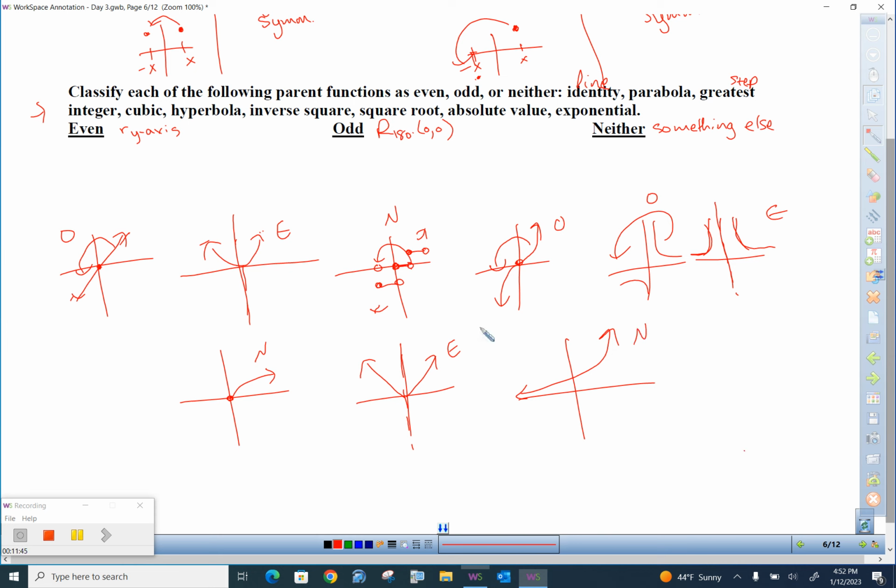Now, none of our parent functions had symmetry that made them neither. But there are some graphs that have symmetry but aren't even or odd. The example we've already talked about is y equals (x minus 2) squared. This thing's symmetric, but because it's not symmetric specifically over the y-axis, it wouldn't be considered an even function.